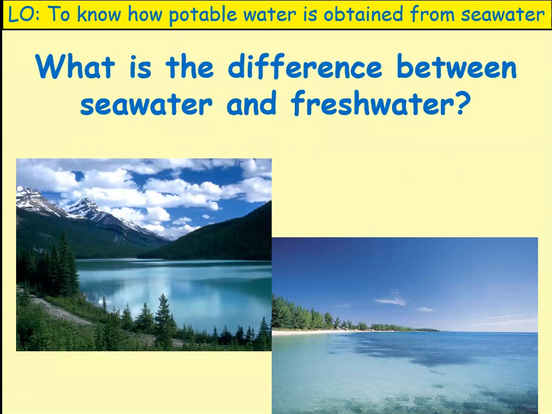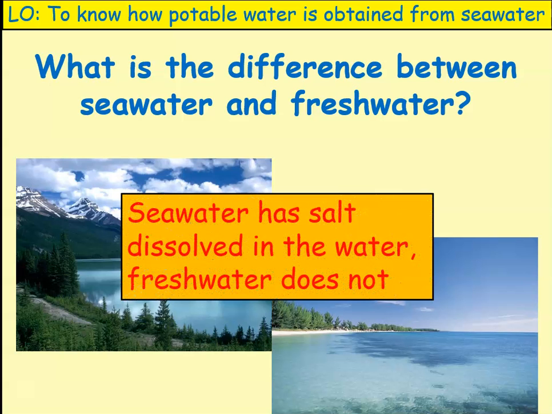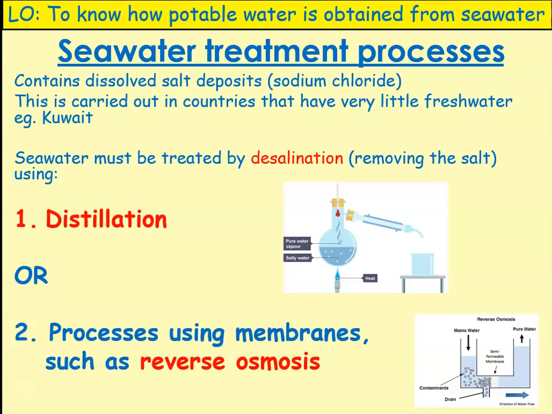Okay, the difference between fresh water and seawater. Pause the video whilst you write down some differences. Okay, seawater has got lots of salt dissolved in the water, whereas fresh water doesn't have any salt dissolved in there. Doesn't mean fresh water is pure and contains no materials. It will contain dissolved materials, but one of those will not be salt.